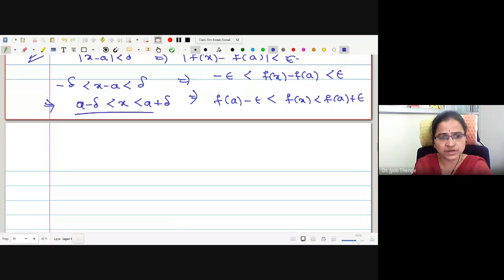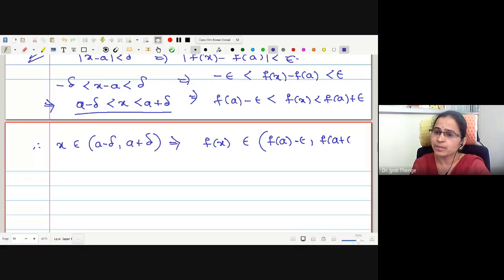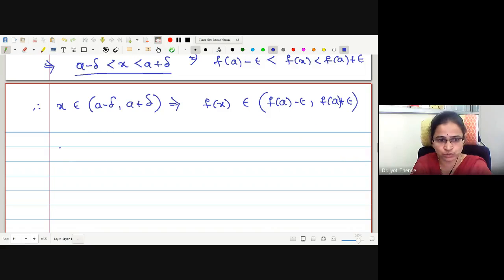This statement gives us a clear idea that whenever an arbitrary point is in the open interval a minus delta to a plus delta, it will imply that the corresponding f image will lie in the open interval f of a minus epsilon to f of a plus epsilon. Then continuity at the point a holds. Let me tell you with a simple sketch how this is going to hold.